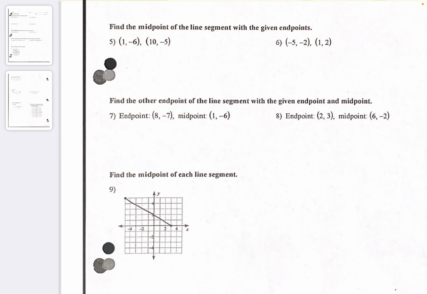All right, so we talked about the midpoint formula yesterday. We talked about finding the midpoint between 2 points. And then we also looked at some where we give you a midpoint and we give you an endpoint. We have to be careful with those ones. So we'll start with number 5. Who did number 5?